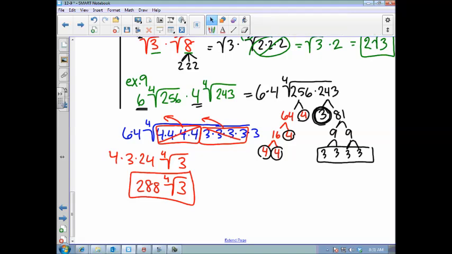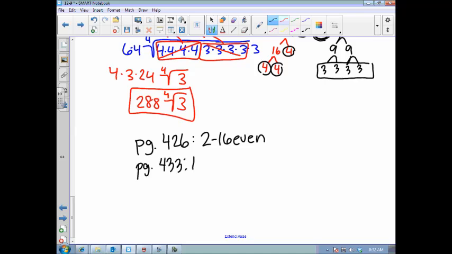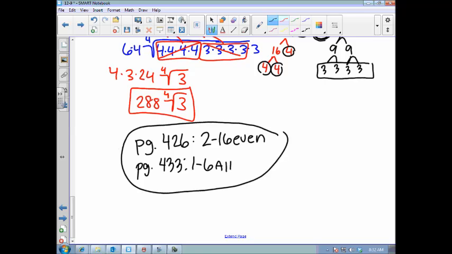Good. We have tons of time. We can work on our assignment. This is great. I'll help you get started to make sure you know what you're doing. The assignment for today comes from 2 different pages, but it's only like 14 problems. Page 426, 2 through 16 even, and page 433, 1 through 6 all.